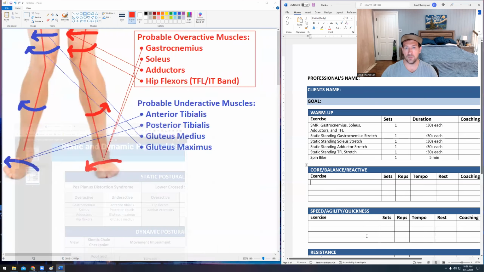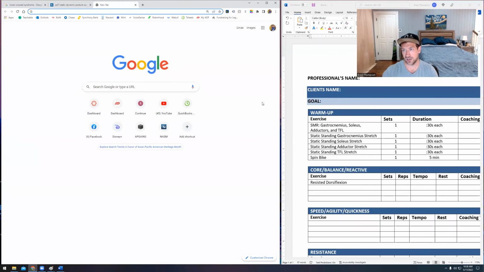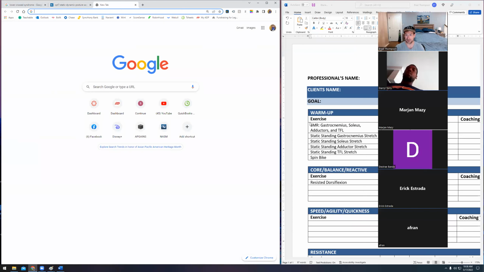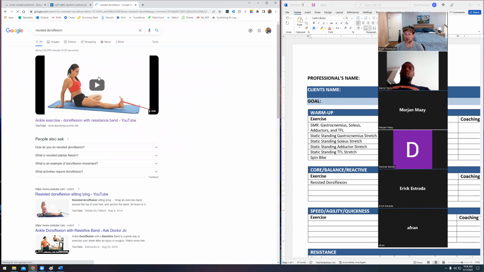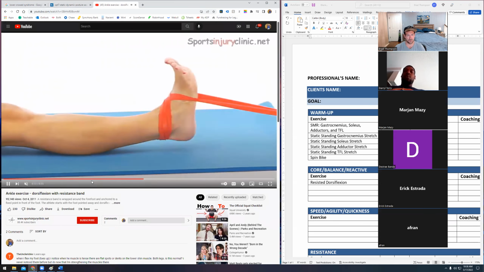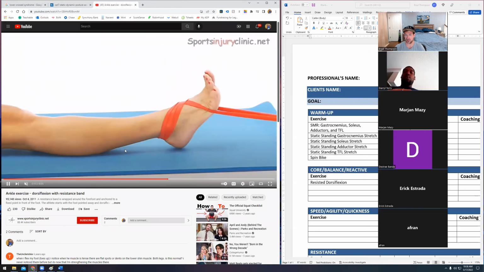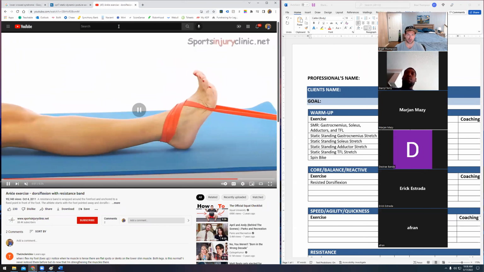That's going to be called resisted dorsiflexion. Okay. Resisted dorsiflexion looks like this. It's going to be hard for me to show you guys, so I'm going to Google this one, and I'll make her show you. So this little exercise right here, you can even see, look at her shin. There's the anterior tibialis muscle firing underneath her skin, right? So that's the resisted dorsiflexion.